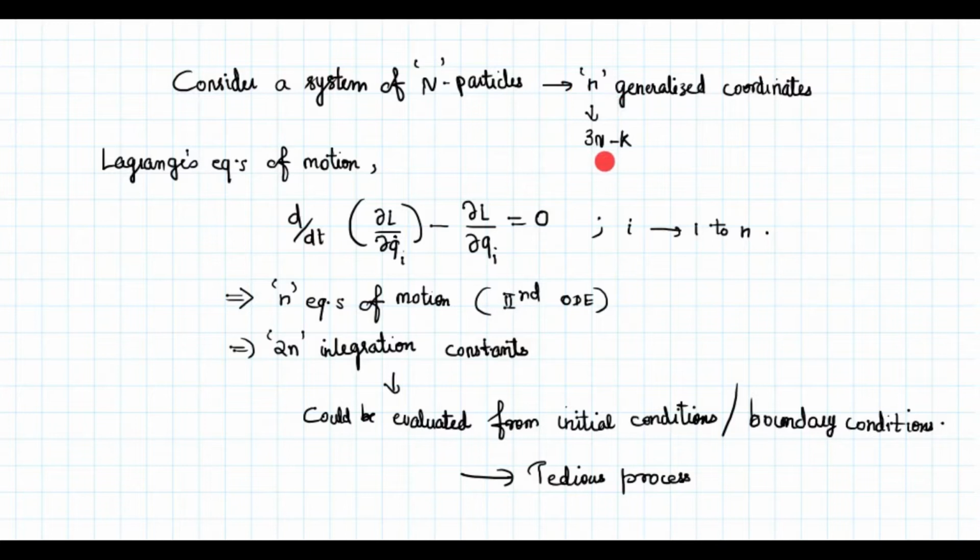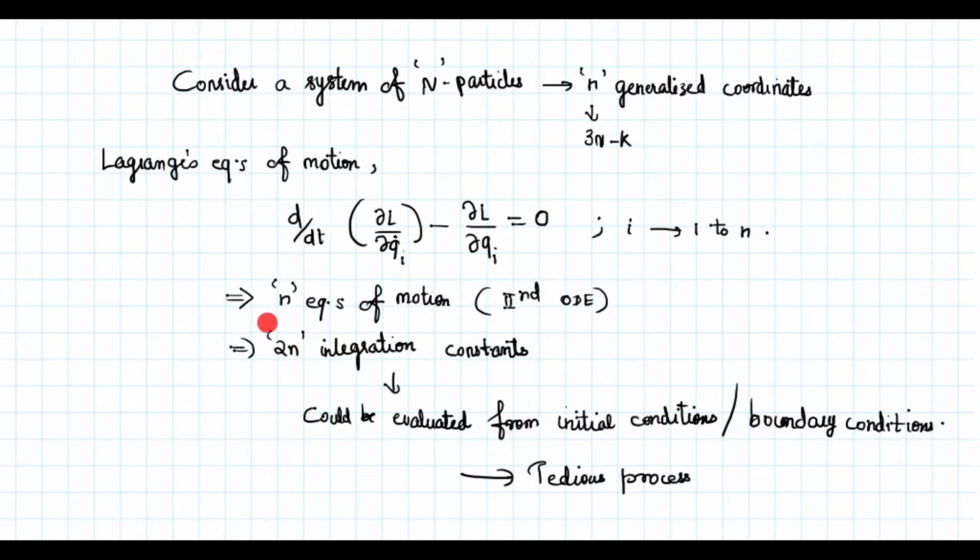3N minus k, where k is the number of holonomic constraints, we can write the Lagrange's equations of motion for the ith particle as d by dt of ∂L/∂qi dot minus ∂L/∂qi equal to 0. Here the index i can take values from 1 to n, so it represents the entire system. Remember, here I have considered only conservative systems so that I can express my force as a gradient of some scalar potential.